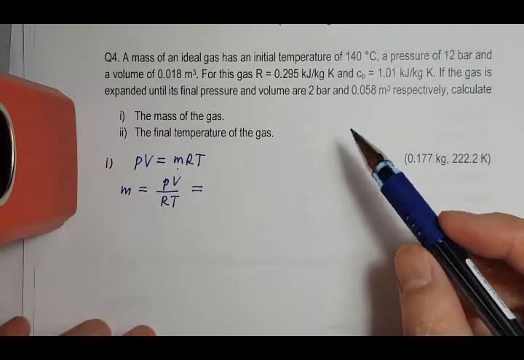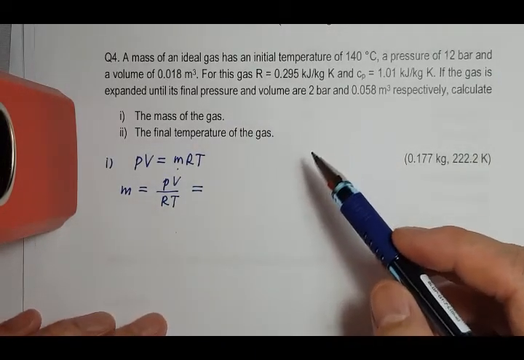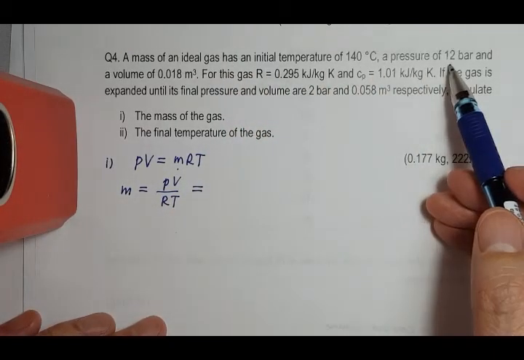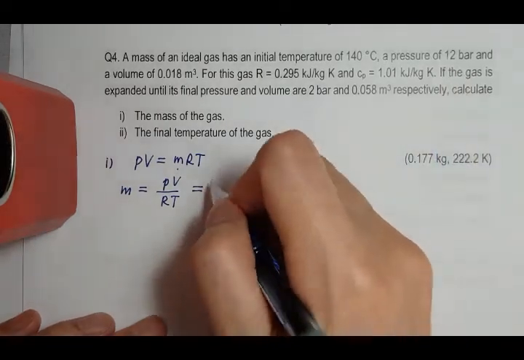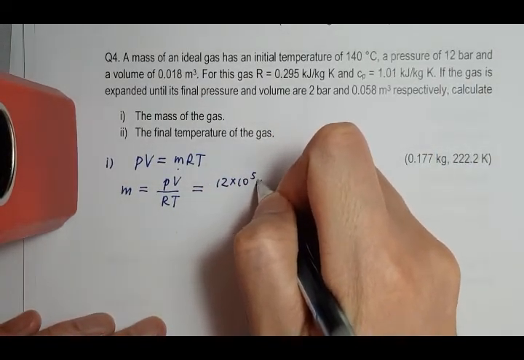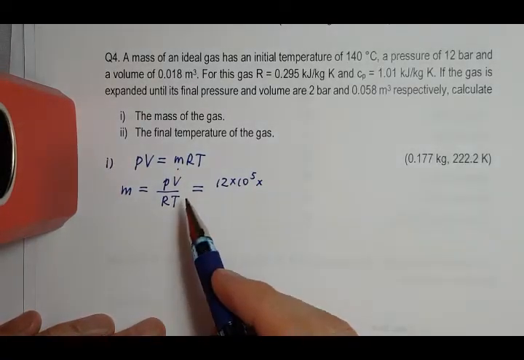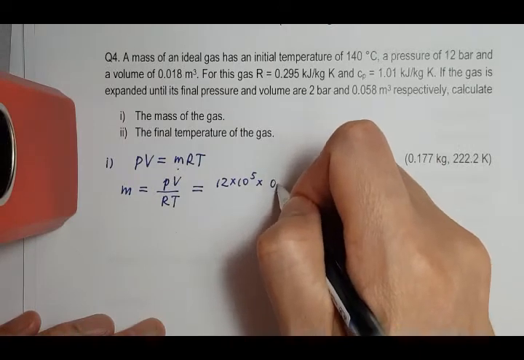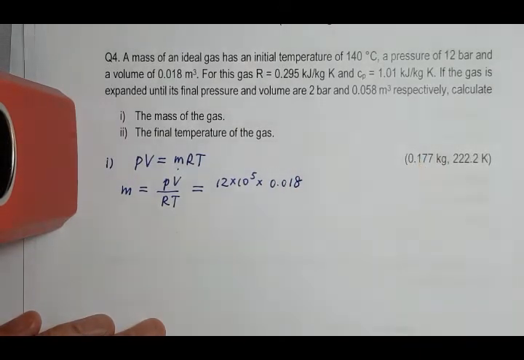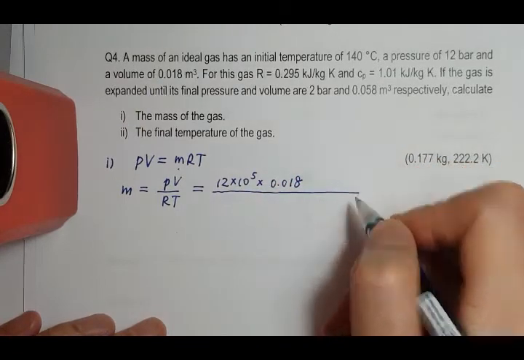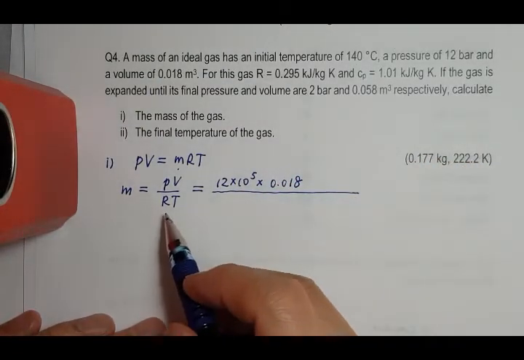Okay, then we just find all the information given in the question. At the same time, we're going to convert everything to SI base units. So first of all, pressure 12 bar, converted to Pascal. Volume is already in cubic meters, so we don't have to do anything on that. Over R times T.